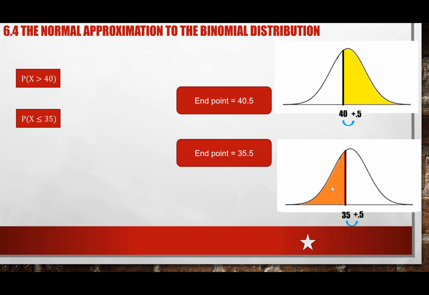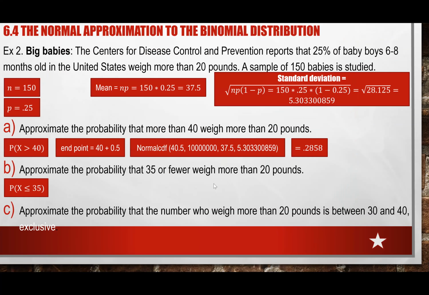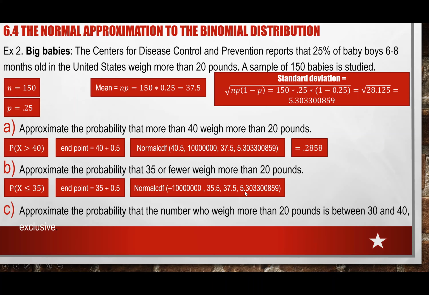Looking at this, because I shaded to the left, do you agree that my smallest endpoint will be negative some humongous number, up to 35.5? Then my mean will be 37.5, and my standard deviation is 5.303300859. So this is the difference between the two endpoints. Because I shaded to the right on A, I have the right endpoint as a big number. Because I shaded to the left on B, my smaller left endpoint will be a negative big number.